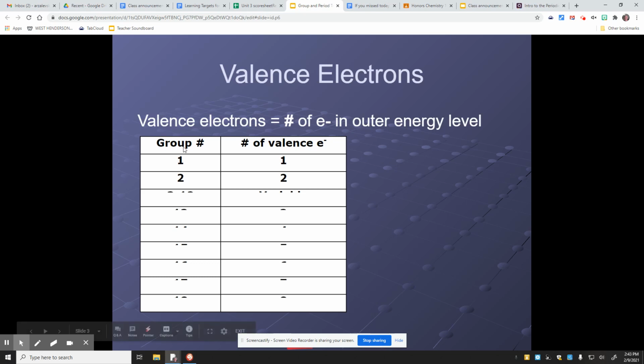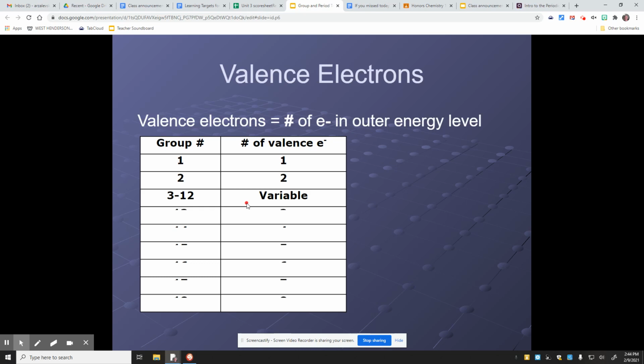So that makes it pretty easy to remember for group 1 and group 2, which have the same number of valence electrons as their group number. And we'll see if that trend continues here. Those short columns, the transition metals, have a varied amount of valence electrons. And we'll address this a little bit more as we go into bonding.